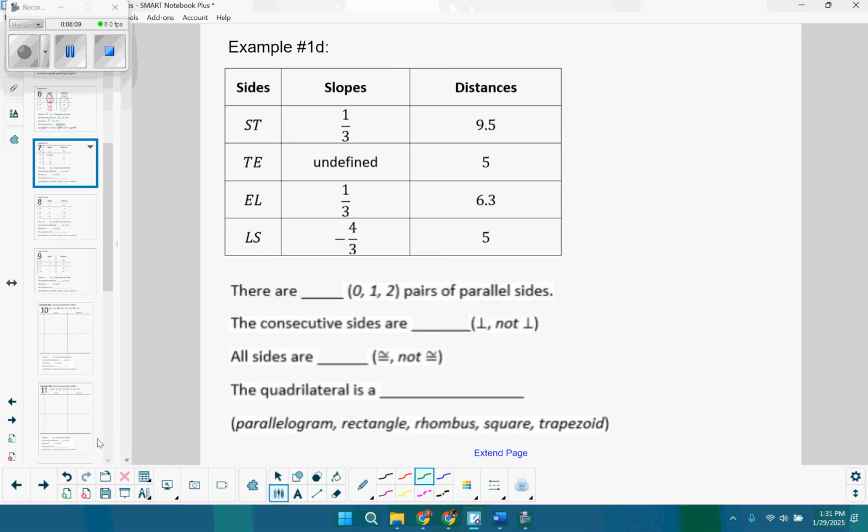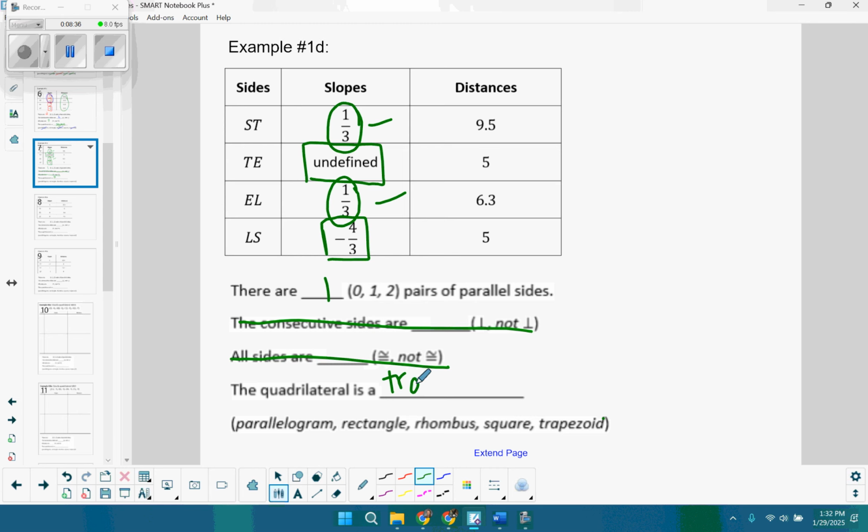All right, example 1D. I have 1/3 matches with 1/3. I have undefined does not match with -4/3. So only one pair of sides was parallel. So I can get rid of both of these questions because when only one pair is parallel, it's a trapezoid. If you wanted to be more specific, we can check to see if the sides that are the legs are equal, and we can call it isosceles, but that's okay. We could also just stop here and say that it is a trapezoid.